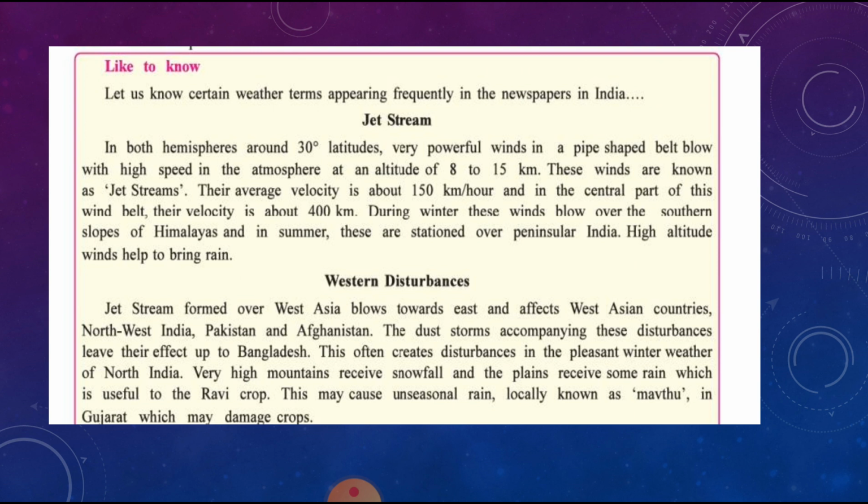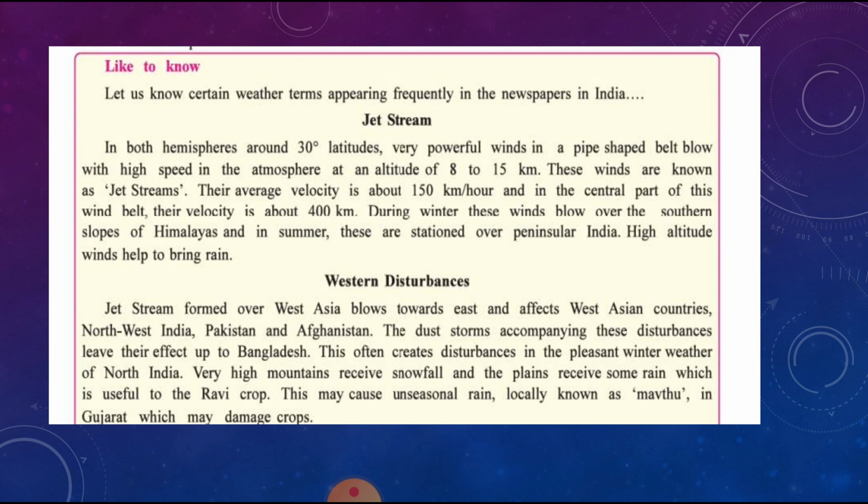So what is said here is that jet streams are fast-flowing, narrow, pipe-shaped currents of air blowing high above the earth, at altitudes of about 8 to 15 kilometers around 30-degree latitudes, in both the southern and the northern hemisphere. These winds are known as jet streams.